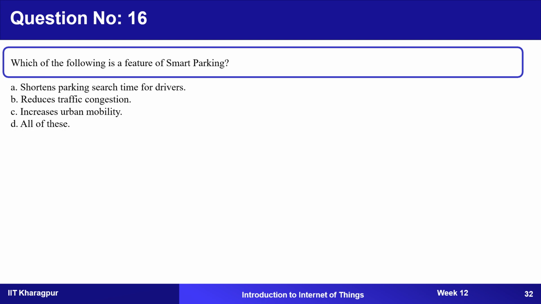Next question is, which of the following is a feature of smart parking? Options are, it shortens parking search time for drivers, it reduces traffic congestion, it increases urban mobility, all of these. Okay. Anyone else? D, ma'am. All of these, ma'am. Yeah. So all of these is the correct option.